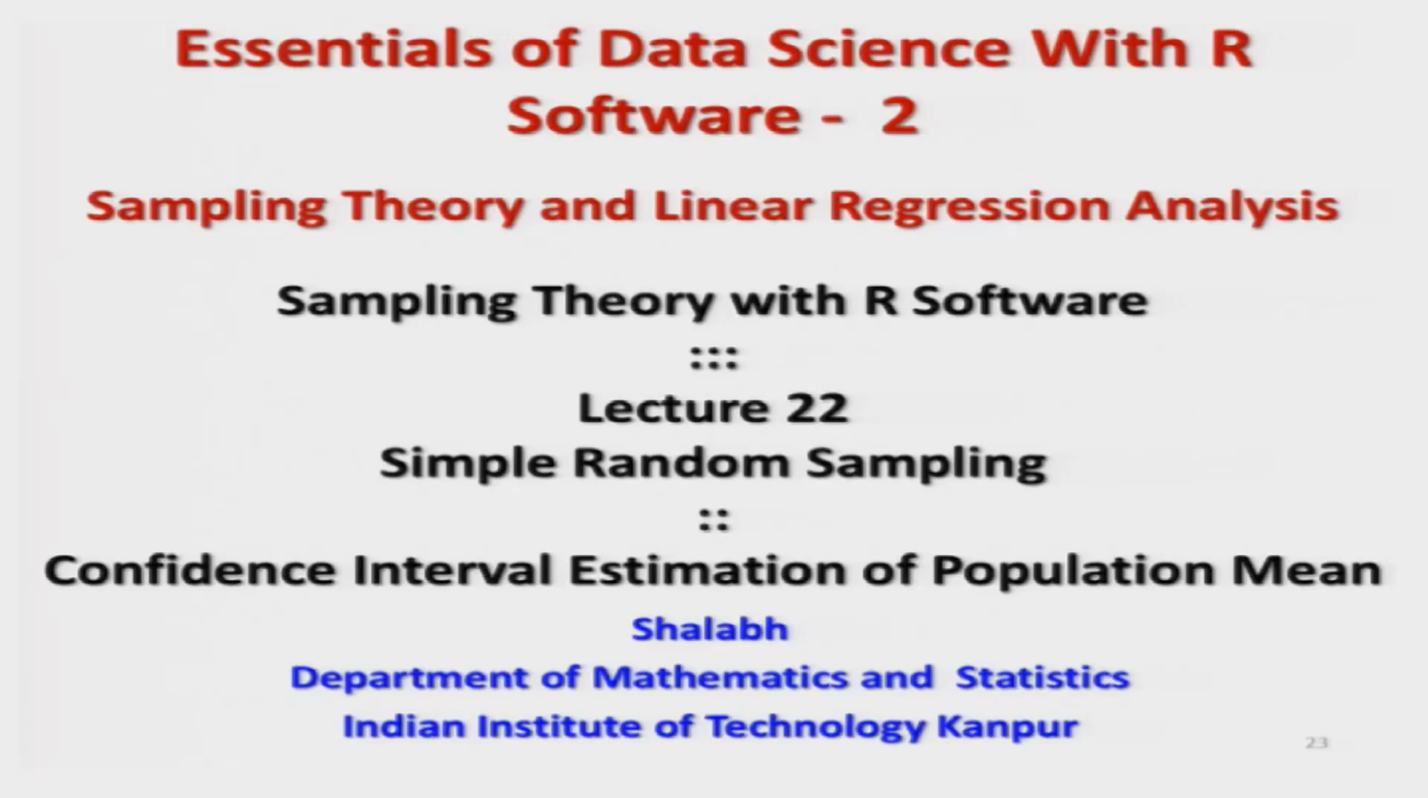Hello, welcome to the course Essentials of Data Science with R Software 2, where we are trying to learn the topics of sampling theory and linear regression analysis. In this module, we are going to discuss the topics of simple random sampling. As I told you in the last lecture, in this lecture we are going to talk about the confidence interval estimation of the population mean capital Y bar.